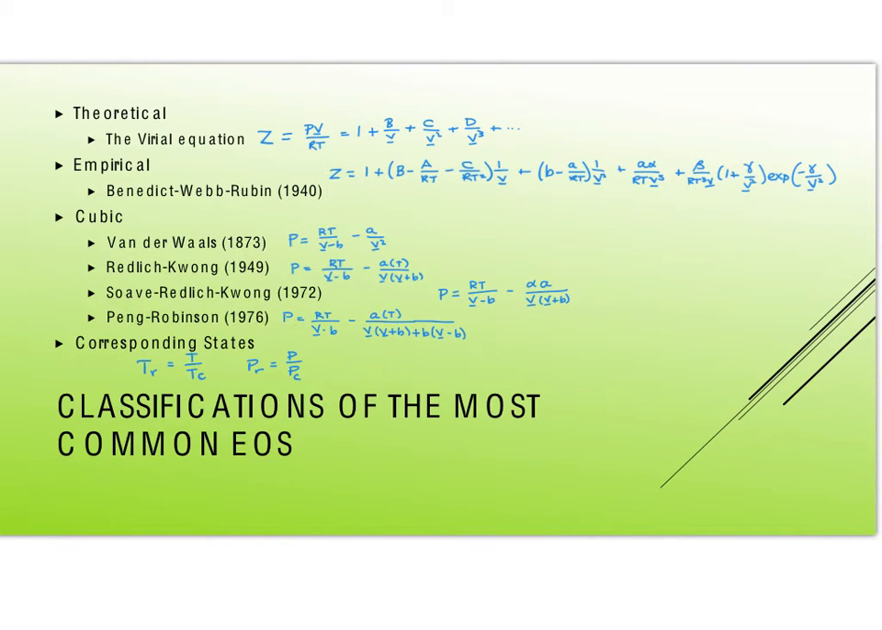Based on this, they define variables: reduced temperature, T sub r, which is the actual temperature divided by the critical temperature, and P sub r, the reduced pressure, which is pressure divided by critical pressure. Now, both of these must be absolute temperature and absolute pressure.